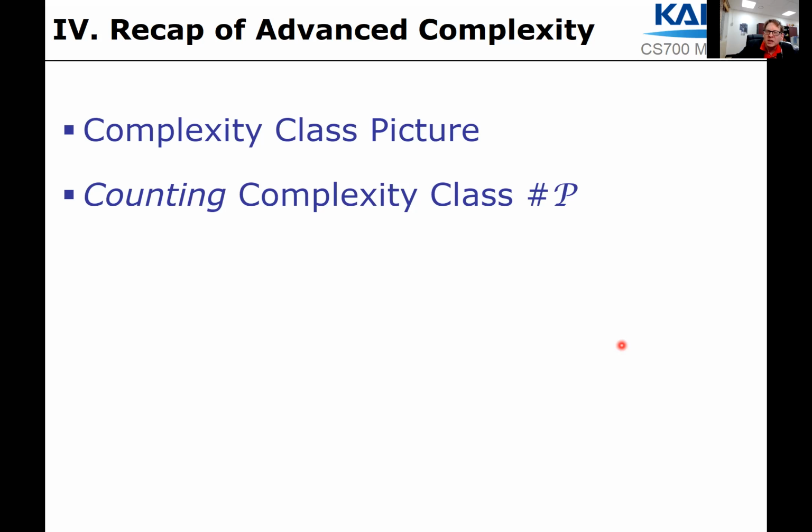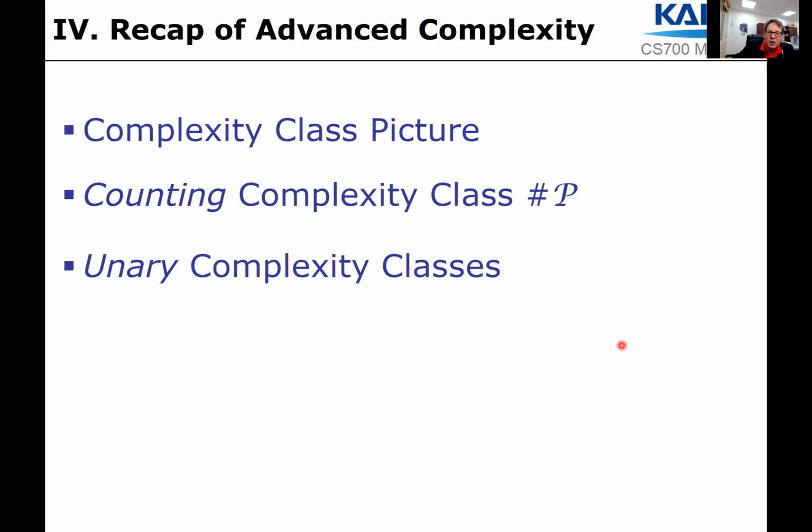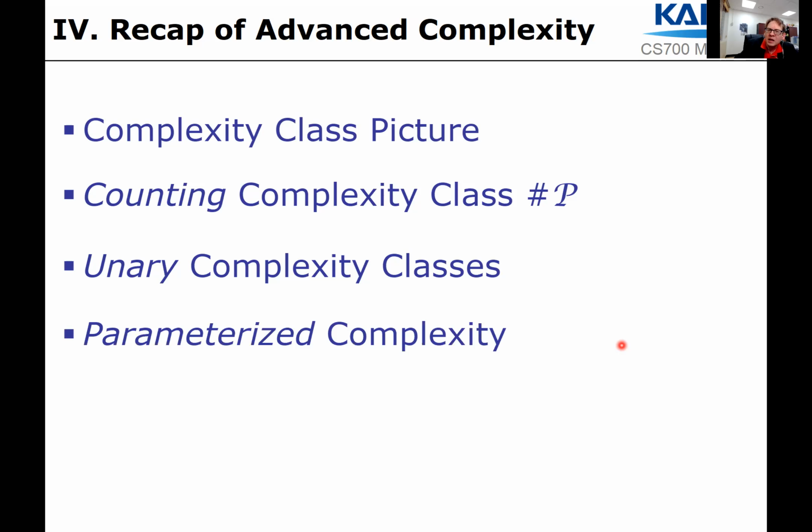Then we would discuss more advanced topics in discrete complexity theory, such as the aforementioned counting complexity class sharp P, which is a class not of decision, but of counting problems. We would discuss unary versions of the previous complexity classes, where the inputs are restricted to be integer powers of 2, or put differently, in terms of binary representation, just using unary encoding. That's why it's called unary complexity classes.